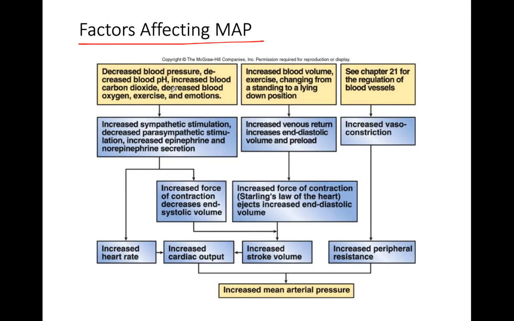You'll notice that I've given you some scenarios. And what I need you to do is just cross out this box. I don't need you to see chapter 21. So here are some factors. A decrease in blood pressure, decrease in blood pH, so on and so forth, will cause this to happen. Increased sympathetic stimulation, if this happens, that'll cause these two to happen, and you can just follow the arrows and follow the pathway, ultimately increasing mean arterial pressure.